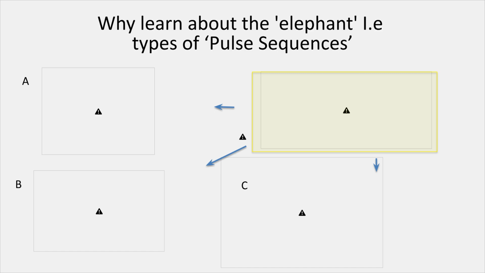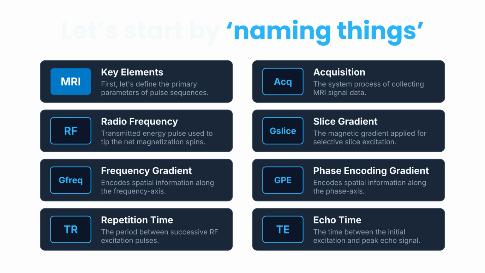Spoiled GRE techniques actively remove residual transverse magnetization, resulting in images that are primarily T1 weighted. Conversely, refocus sequences preserve it for T2 weighting. A key example of a refocused sequence is steady-state free precession, or SSFP, commonly used in cardiac imaging for its fast acquisition and high signal-to-noise ratio.